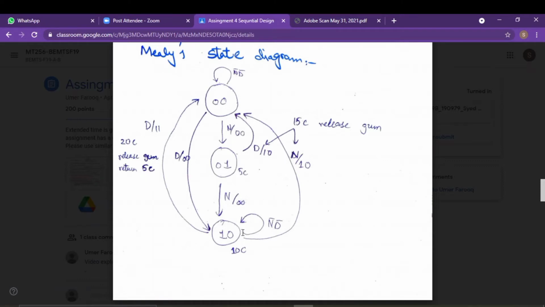After that you can see that if I don't insert any kind of dime, it will remain at its third state of 10 cents. And after that, if I insert one nickel at the third state, this completes the 15 cents, and one bubble gum will be released without any release of coin, which means that it is zero.